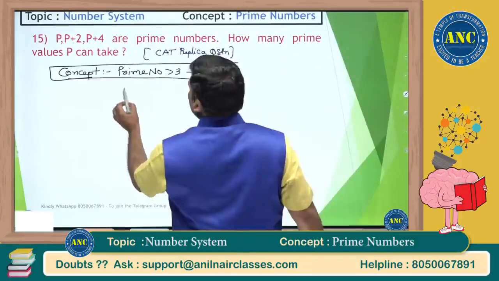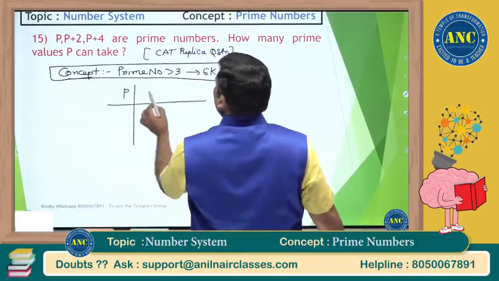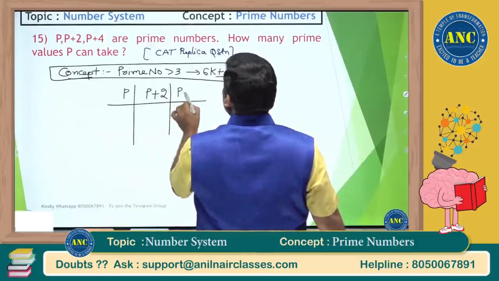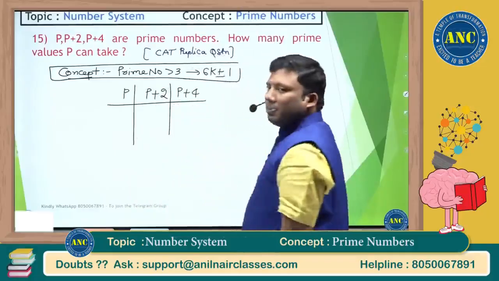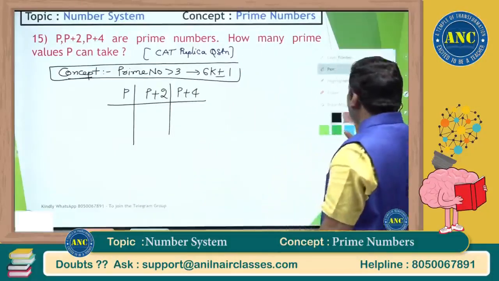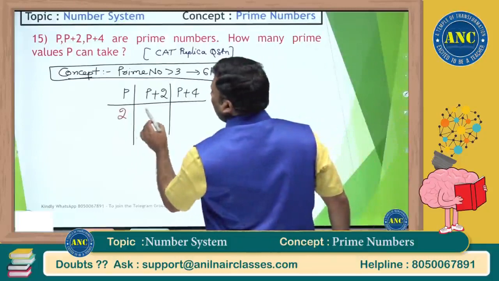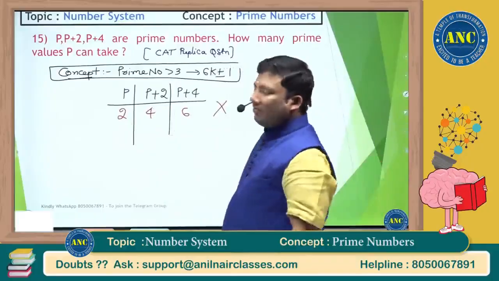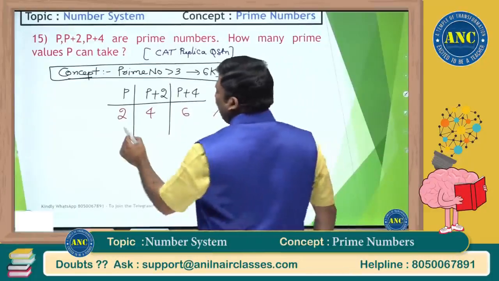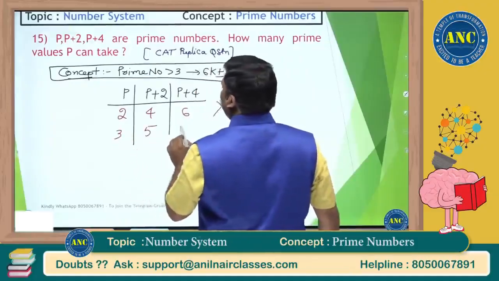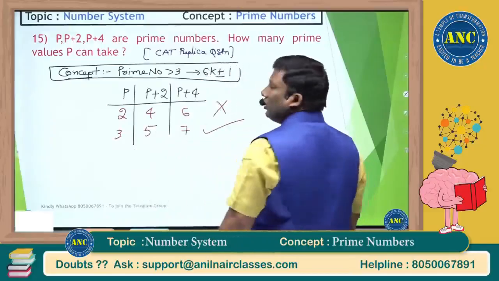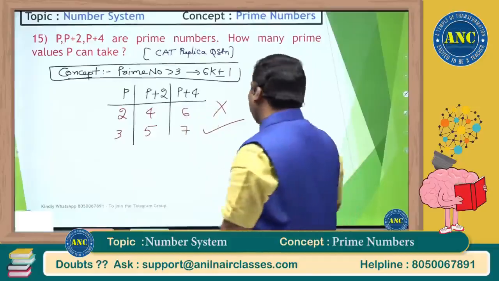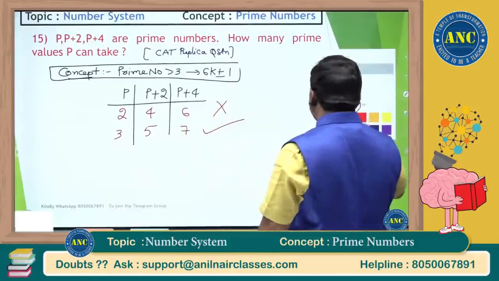So there is a triplet that is given: P, P plus 2, P plus 4. The lowest prime number is 2. If I take 2, 2 plus 2 is 4, 2 plus 4 is 6. 4 and 6 are not prime values, eliminated. If I take 3, 3 plus 2 is 5, 3 plus 4 is 7. 3, 5 and 7: all are prime number values.